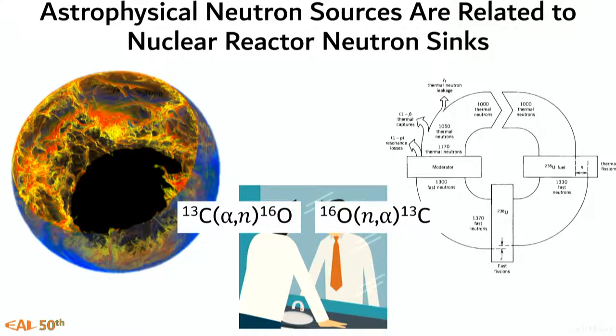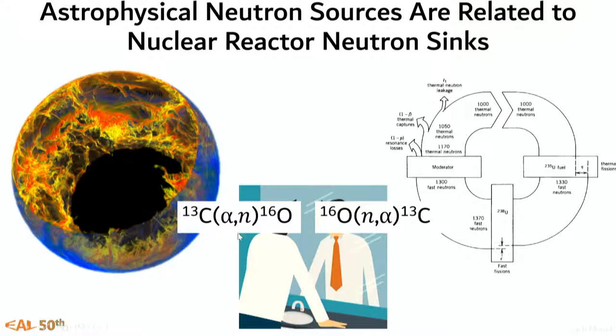And then the final connection that I want to draw out here is that it turns out astrophysical neutron sources are related to nuclear reactor neutron sinks. So what I mean by that is that in stellar environments, many of the elements are made via these neutron capture reactions. And the neutrons have to come from somewhere. And one very common mechanism is this carbon-13 alpha-n. So you take a helium nucleus, you fuse it with carbon-13, and a neutron is produced. And these neutrons are then what are used to synthesize many of the heavy elements.